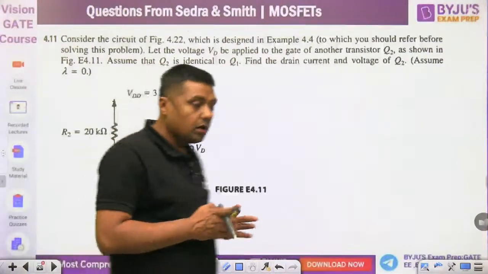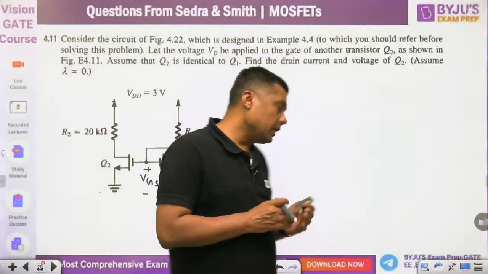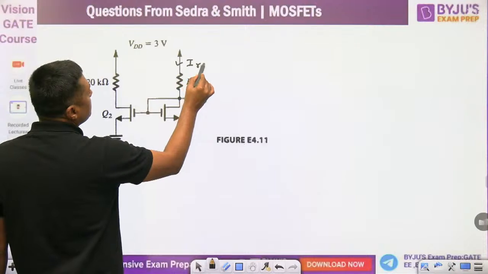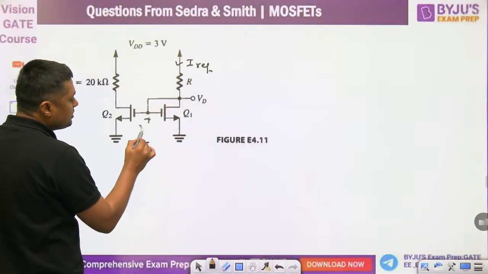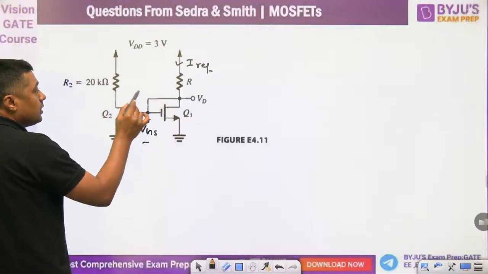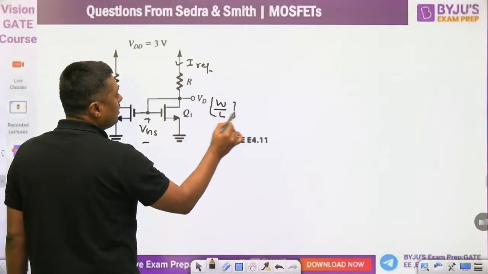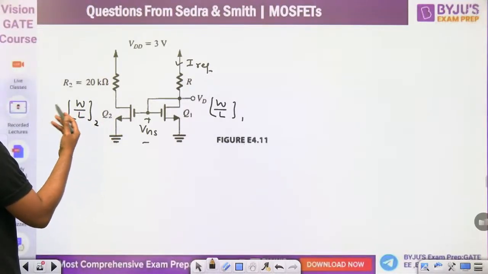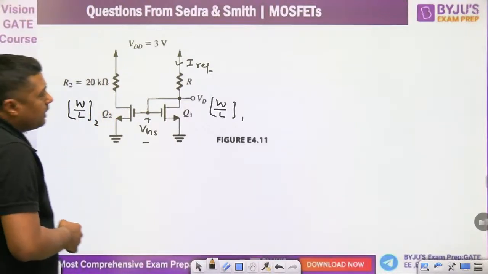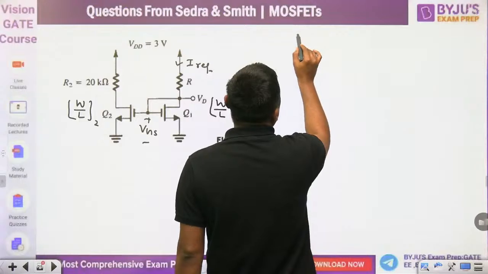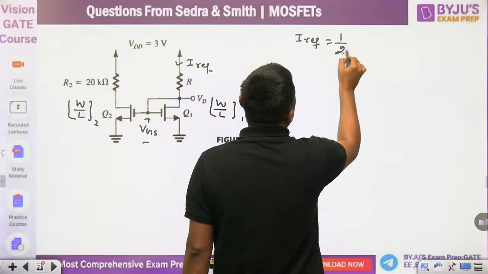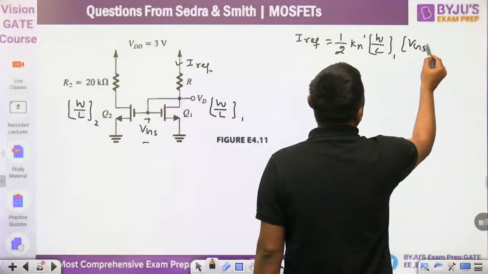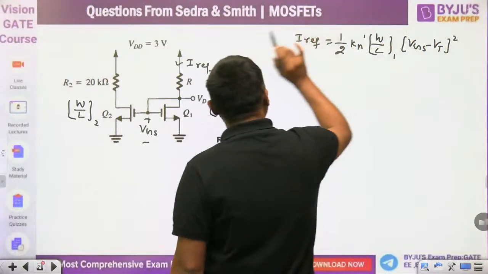Now, it is a current mirror circuit. So I will give you the idea about the current mirror circuit first of all. This is the I reference. And here you have the voltage VGS, because it is in saturation. This is W by L1 and this is W by L2, all other parameters K and S are identical, because it is an N-channel MOSFET. Then I reference is equal to half of K and S W by L of 1 into VGS minus VT the whole square. By using this formula, you can find the value of I reference.